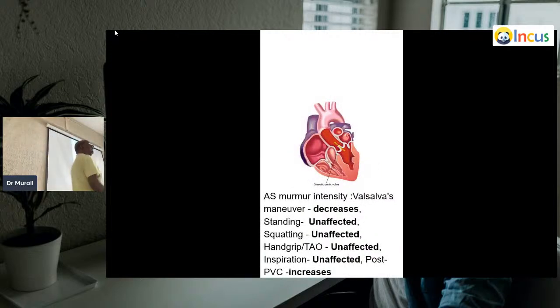Then comes aortic stenosis. Valsalva maneuver. If there is a Valsalva maneuver, what is happening to the venous return? Increases. Huh? Increases. Valsalva maneuver is opposite to expiration. Inspiration increases. Yes, sir. Okay? Yes, sir. No doubt. Good.